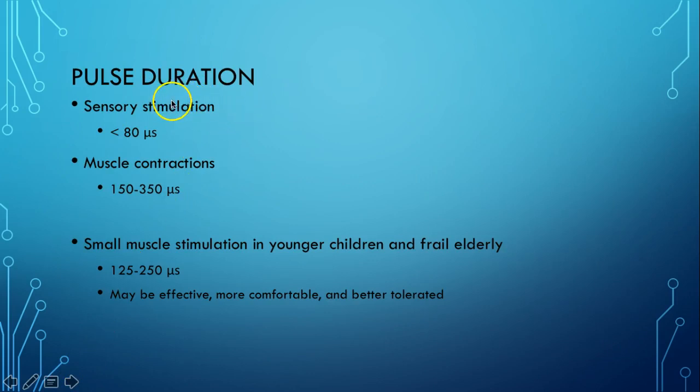So in summary, for sensory stimulation, generally anything less than 80 microseconds. For a muscle contraction, you're going to need something between 150 and 350 microseconds. Some machines it's fixed, some you have that ability to adjust, and that gives you a little bit more flexibility when you're working with a patient to get the contraction that you want. A lot of times you'll have a smaller person, either a young child or just somebody who is more petite, or a frail elderly person. You're going to want a shorter pulse duration with them in order for it to be more comfortable and for them to be able to tolerate it.